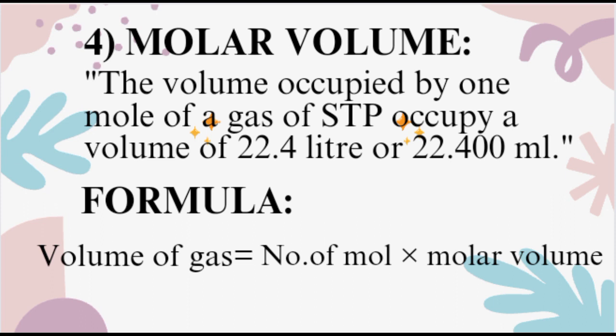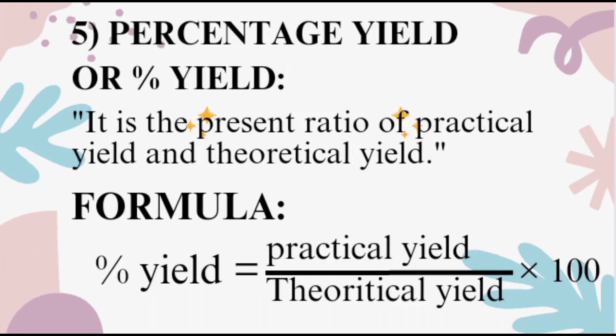Definition number 4, molar volume. The volume occupied by 1 mole of a gas at STP, standard temperature and pressure, is 22.4 liters or 22,400 milliliters.